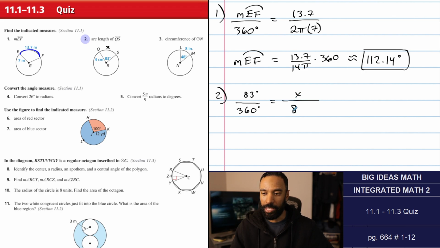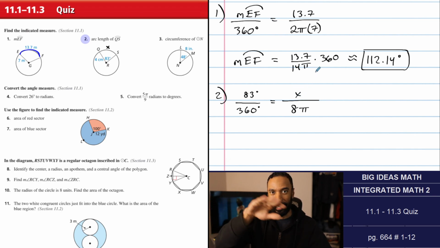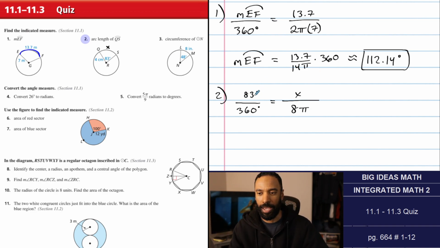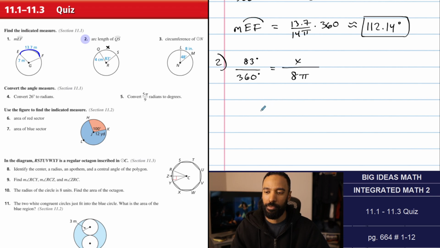2 pi times your radius this time is 8 pi, because your radius is 4 centimeters. So this answer is going to be in centimeters. It's going to be some certain length. How long is QS based on the entire circumference being 8 pi? It's the same fraction here. If you multiply both sides by 8 pi, you'll get x equals 83 over 360 times 8 pi. It's literally that fraction of 8 pi that you're taking.